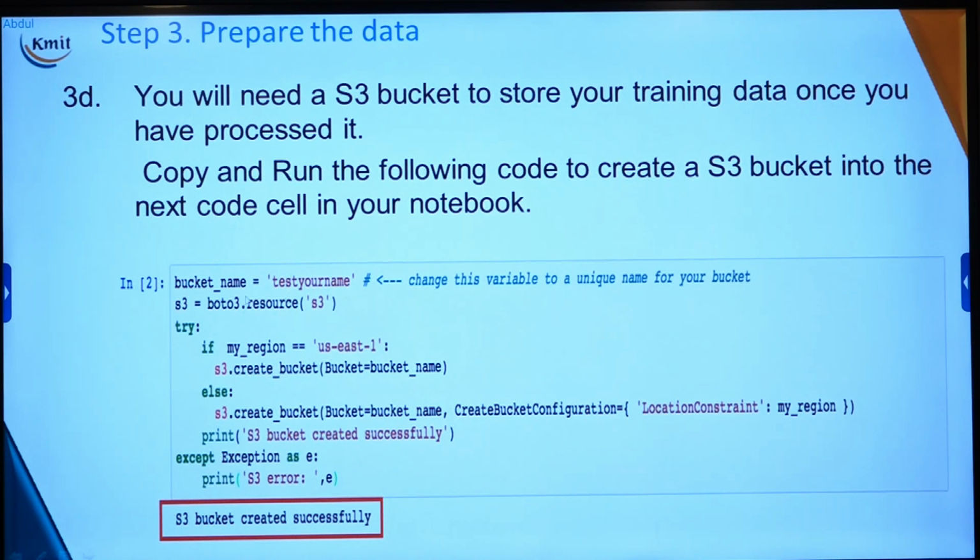So suppose the bucket is allocated to you in your region. See, this is how this line works, if my region is equal to US East 1. And there is a bucket method called create bucket, which will take the name and create the bucket. Once it is successful, you will get the message that the S3 bucket was created successfully. If not, you get an error.